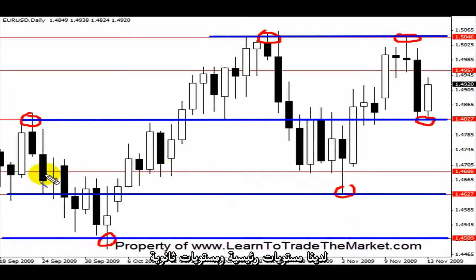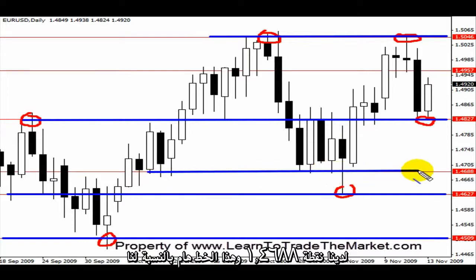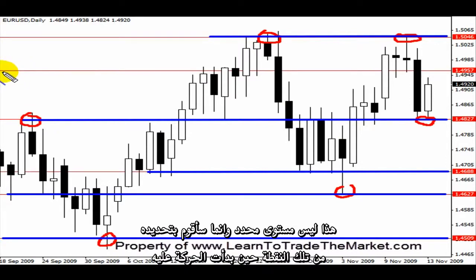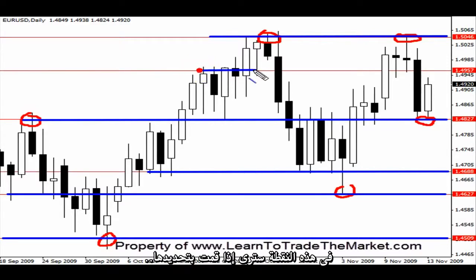There's another interim level that I drew through here. You'll see at 146.88, and you can see this line is quite relevant. And I've drawn another interim level at 149.57 to 60. This is not an exact level, but I'll start the line, rather than from the left hand side, I'll start it from where it actually becomes relevant, and that's this point right here.